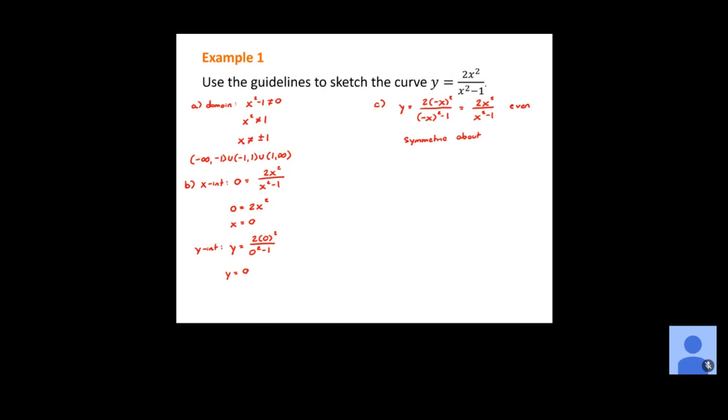What type of symmetry do even functions have? Not x-axis. Remember, a function can never have symmetry about the x-axis because it would no longer be a function, right? Because then it wouldn't pass the vertical line test. So this is going to be symmetric about the y-axis. Good.